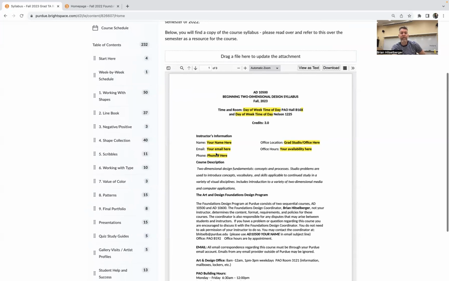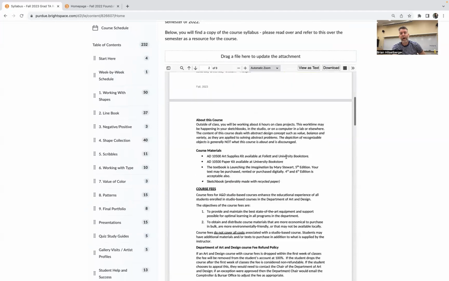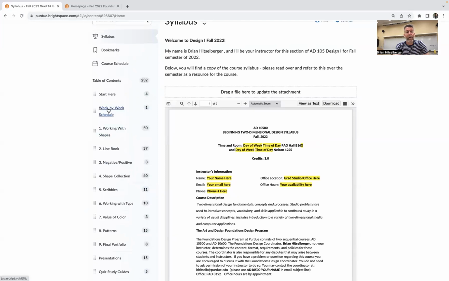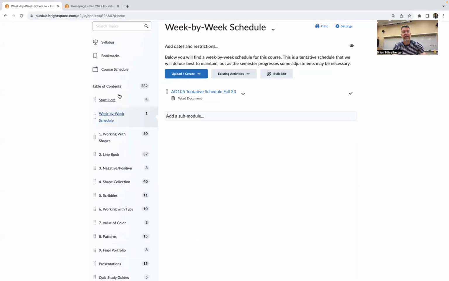Your name, email, phone number, graduate studio or office, and then your availability. All that information is going to be specific to you. So after you update your Brightspace course, you can download the syllabi, edit it with your information, and then re-upload it.